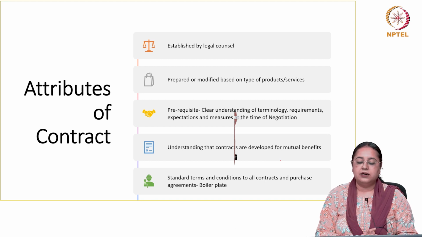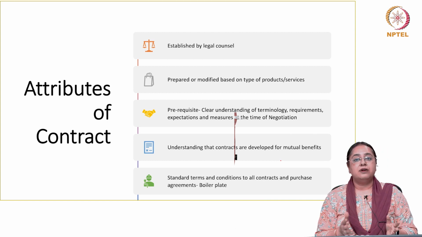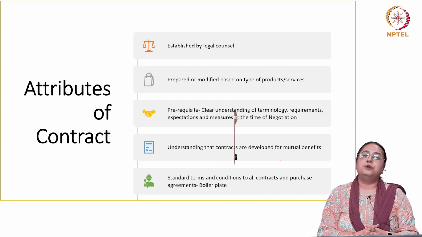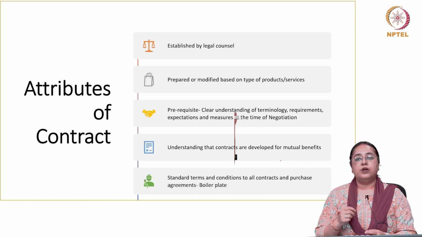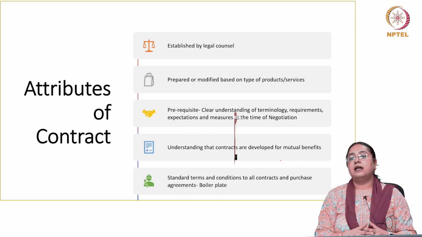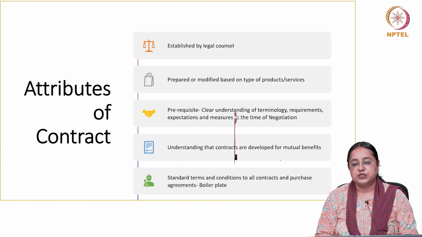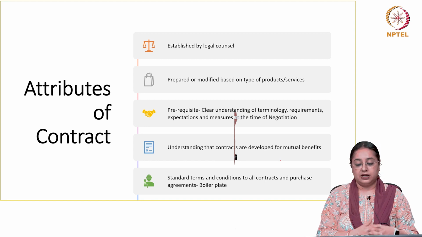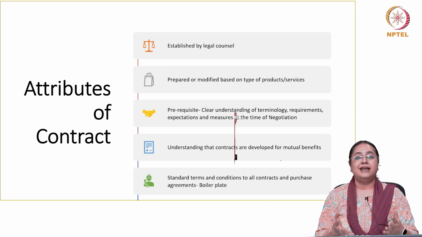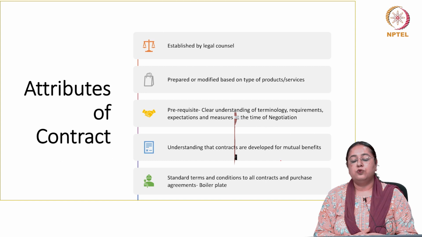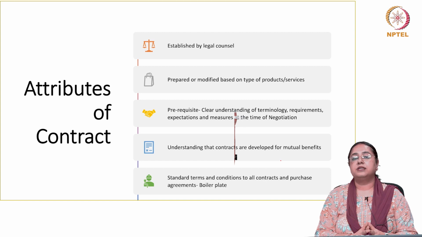So what is the prerequisite? Clear understanding of terminology. It is very important that supplier and buyer have a clear understanding of the terminology to be written in the contract. We should be clear about the requirements, expectations, and what the measures are. The more these things are clearly expressed at the time of negotiation, generally we say that the right negotiation with the right measures, the right terminologies, the right expectations would come out to be a good effective contract, and it would be easy to implement. So this prerequisite is very important.